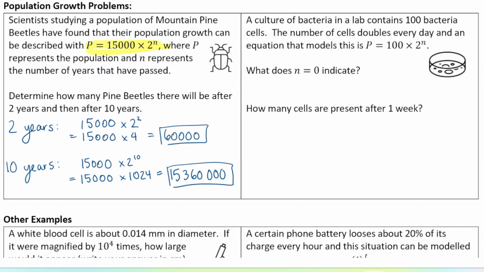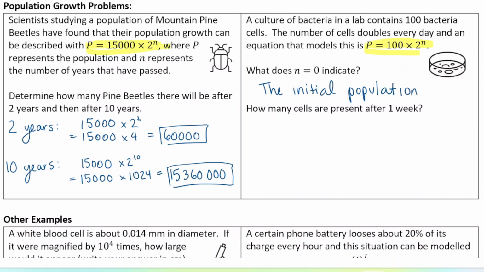Okay, next question. A culture of bacteria in a lab contains 100 bacteria and the number of cells doubles every day in an equation that looks like this. What does n equals 0 indicate? So n would be the number of days, so 0 would be the beginning, the initial population, which in this case would be 100.